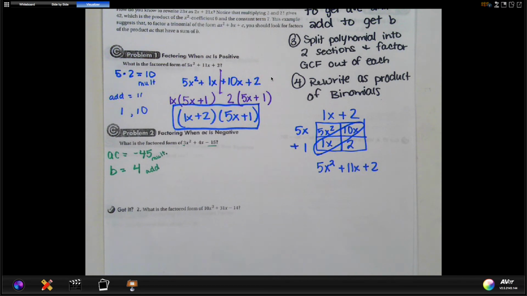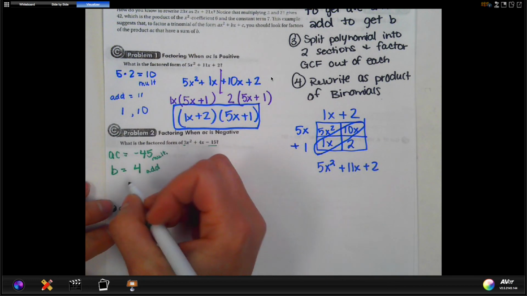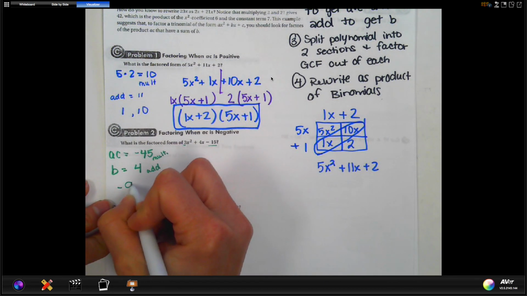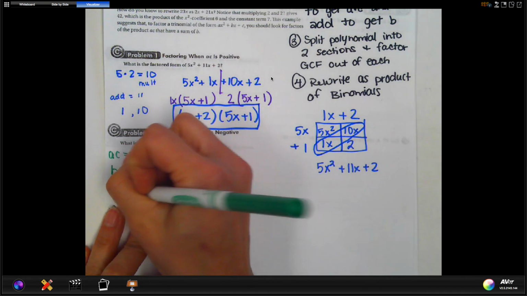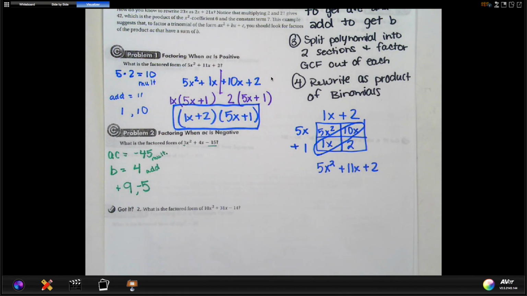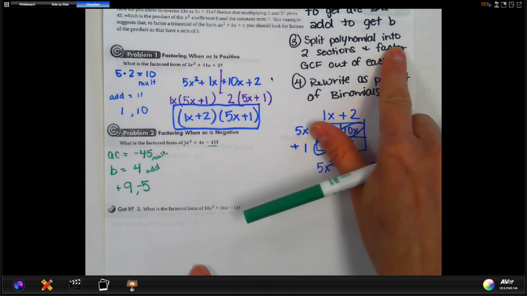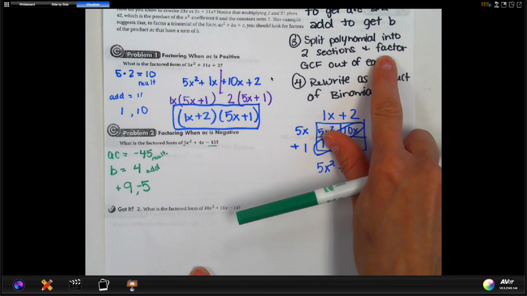Rebecca. That's right, negative 9. So our factors are going to be negative 9 and positive 5. It's negative 5. Oh, sorry, positive 9, negative 5. Thank you. Okay, so now we've got that. Now we're into split the polynomial into 2 sections and factor the GCF.